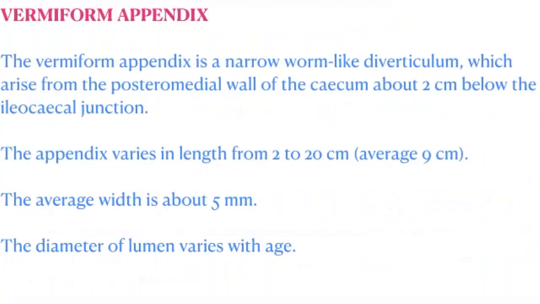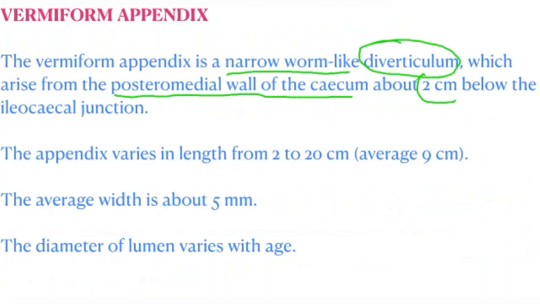Coming to the vermiform appendix, which is attached to the cecum, right? The vermiform appendix is a narrow worm-like diverticulum which arises from the posteromedial wall of the cecum about 2 centimeters below the ileocecal junction. It varies in length from 2 to 20 centimeters, average is 9 centimeters. Average width is 5 mm.